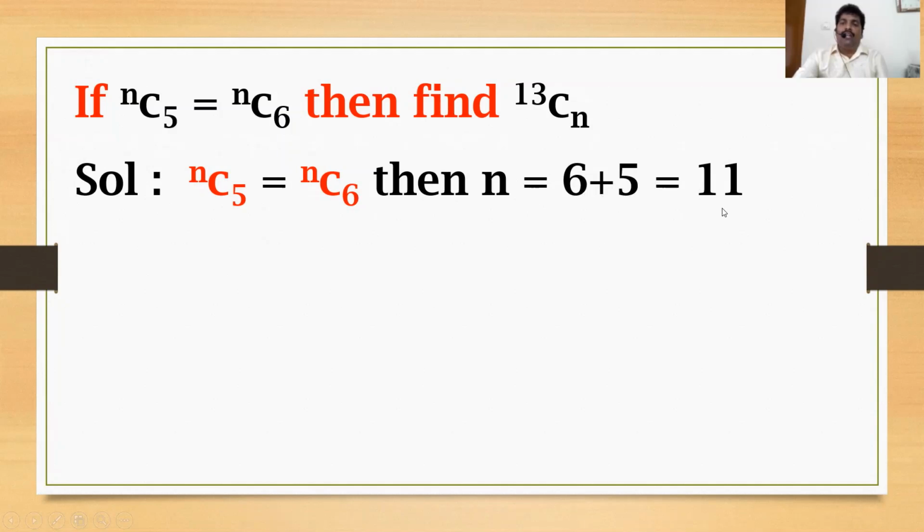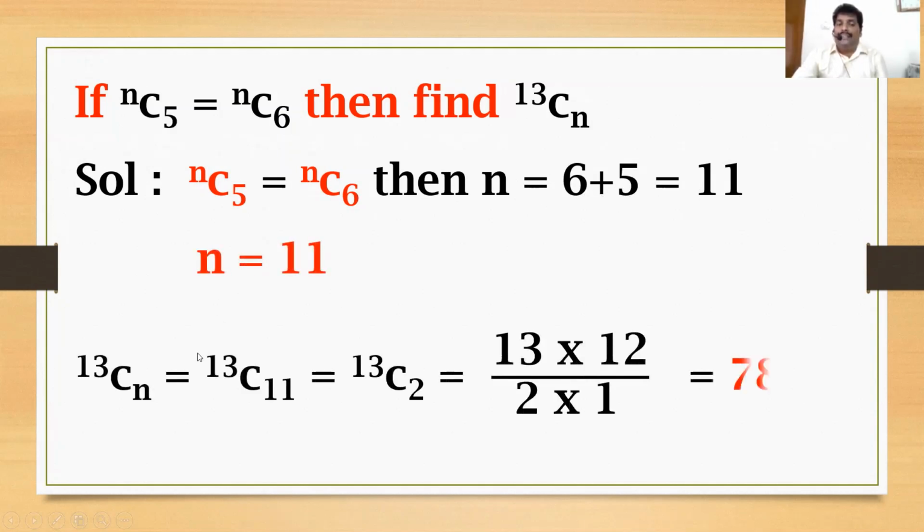Now, the N value we got is 11. So 13CN we have to find, 13C11. So 11 is a very big number. That's why we use one more formula: NCR is equal to NC N minus R. So 13C11 value is equal to 13C2. How did we get this 2? NCR is equal to NC N minus R. N minus R means 13 minus 11. 13 here is the N value, and R value is 11. 13 minus 11 is equal to 2. So 13C11 is equal to 13C2.